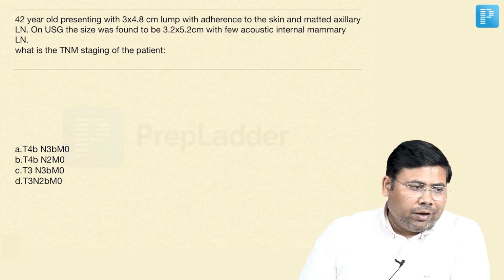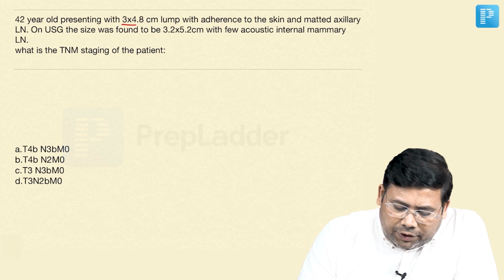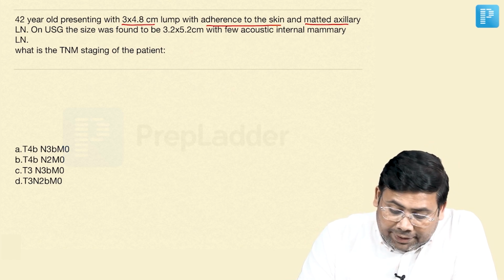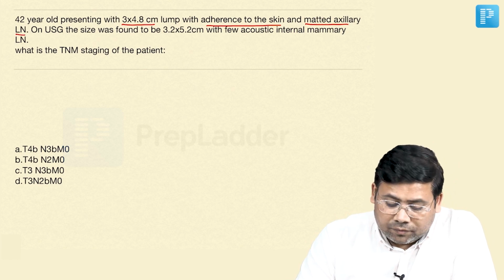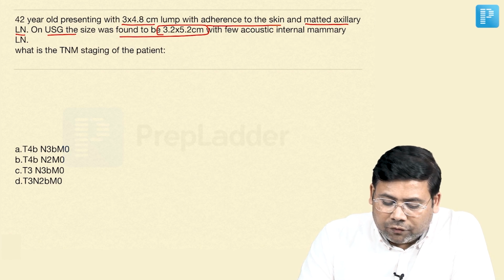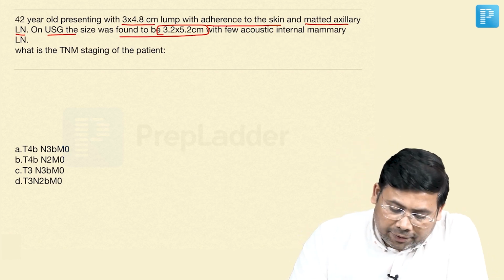A 42-year-old presenting with a lump of 3 into 4.8 with adherence to the skin and matted axillary lymph nodes. On USG, the size was found to be 3.2 into 5.2 with few acoustic internal mammary lymph nodes. What is the TNM?